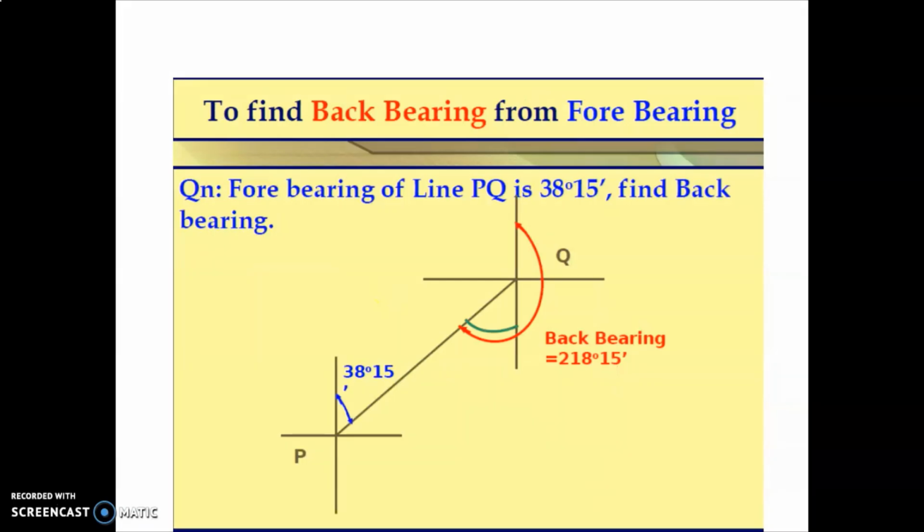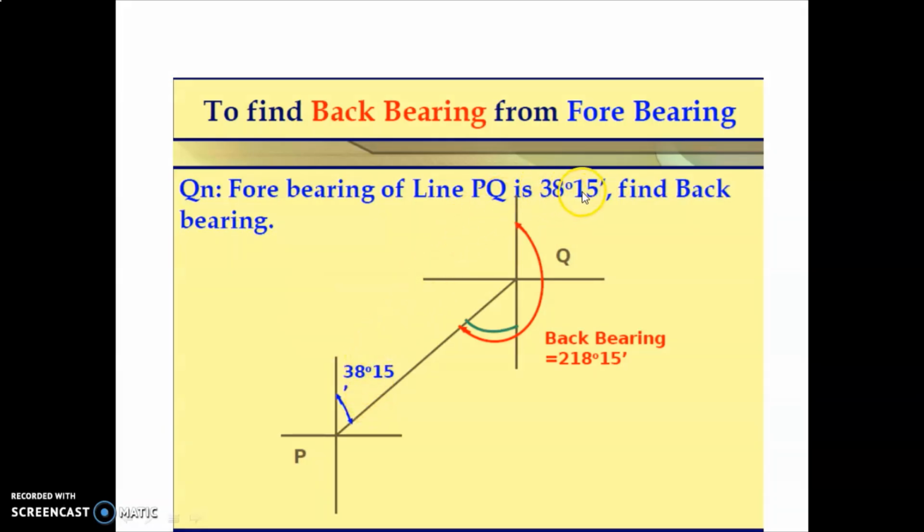Okay, in the same way I have mentioned some examples of back bearing and fore bearing also. You can see the fore bearing of line PQ is given as 38 degree 15 minute. Find the back bearing. So you can see here, 38 degree 15 minute.